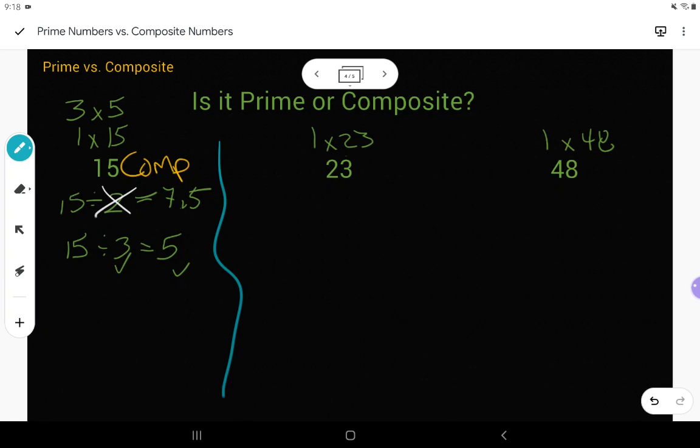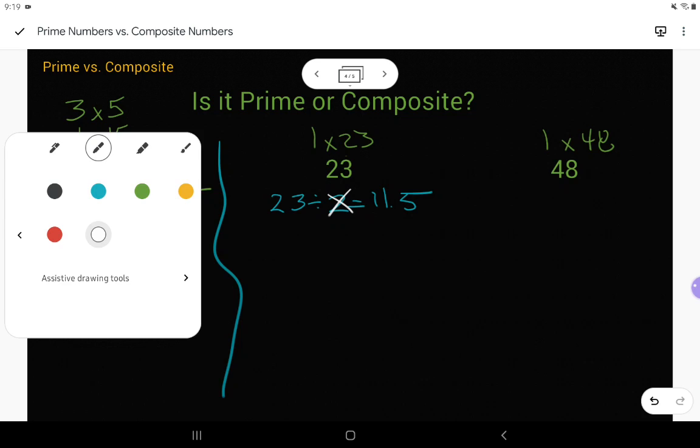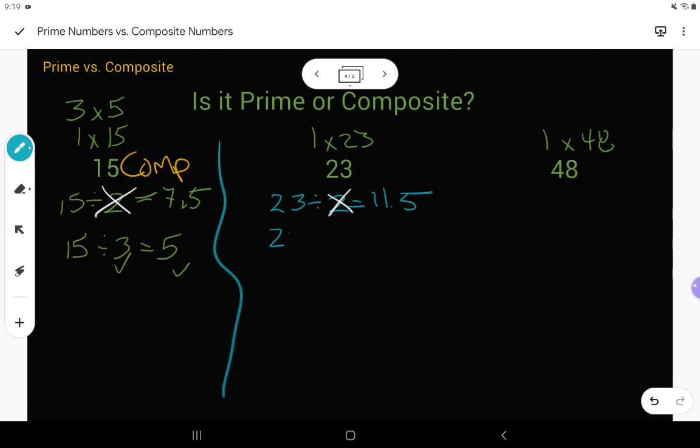Okay, let's move to 23. I'm going to try 23. I know I can divide by 1. Let's go divide by 2. When we do that, we get 11.5. Not a terrible decimal number, but it's still a decimal. So 2 is not a factor. Let's go 23 divided by 3. 23 divided by 3 is going to give us 7.6, and those 6's keep repeating forever on the calculator.